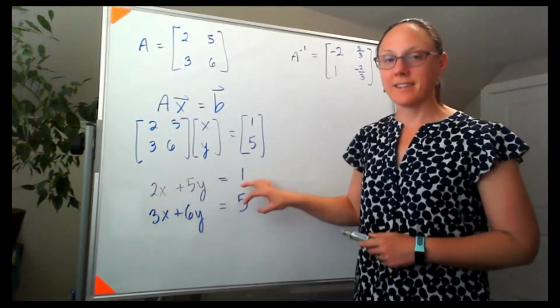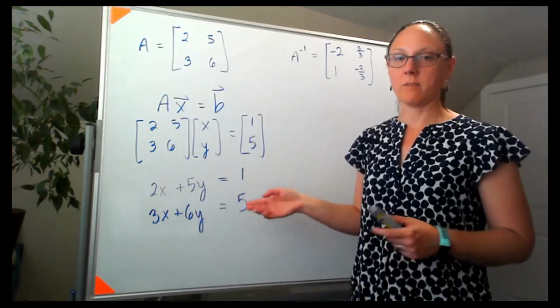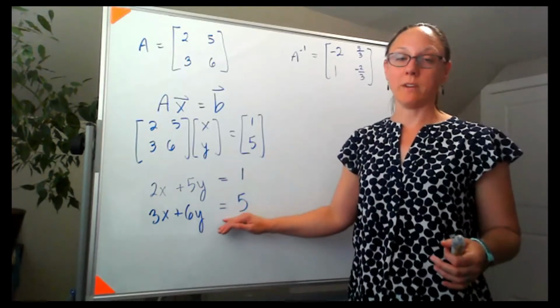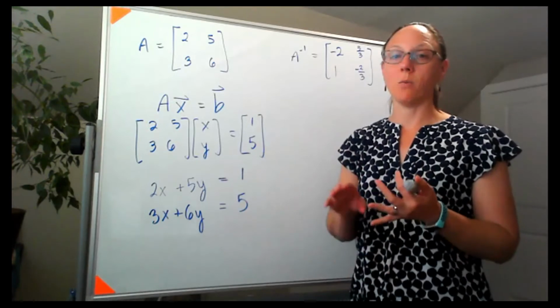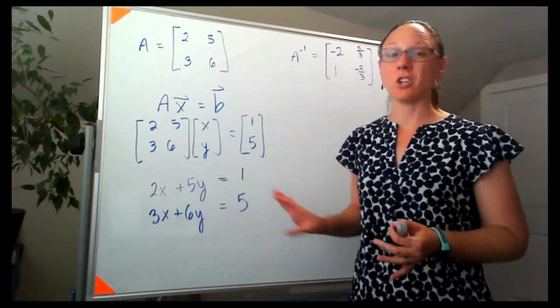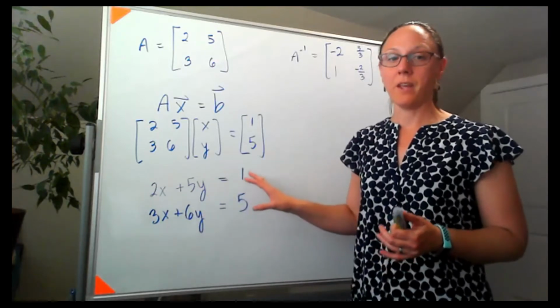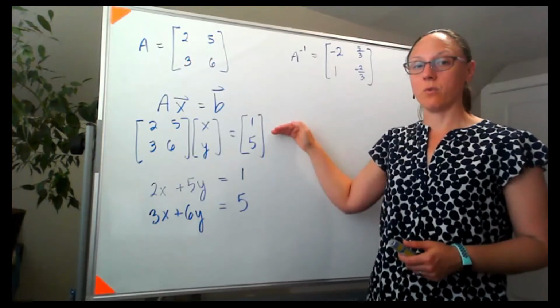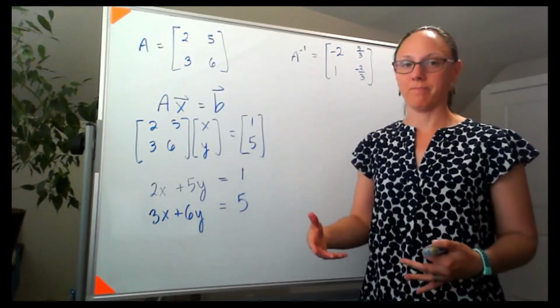So this is a system of 2 linear equations, something we've been working with for many years. We've got lots of different ways to solve this. We can solve it graphically. We can solve it with substitution. We can solve it with elimination. We've got lots of options here. If we take this system of equations and write it in matrix form, we have a new option to solve it.